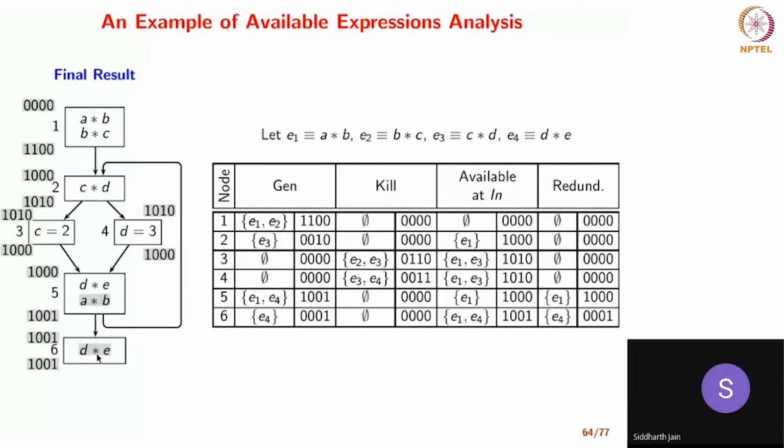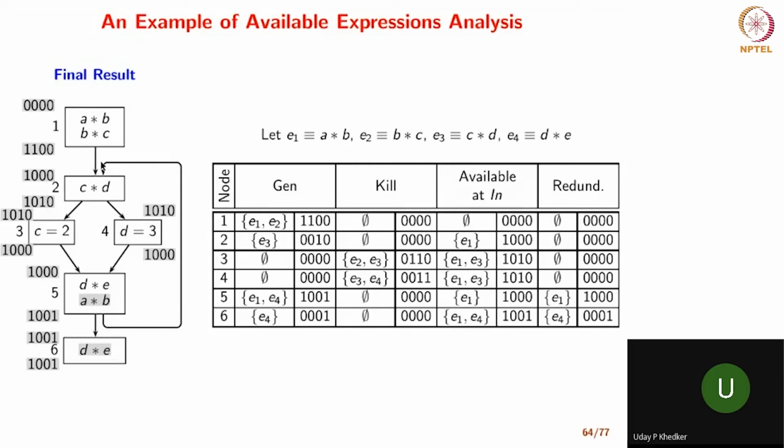So, just for clarification: initially we start with all expressions as available, right? Yes. Because if we say all expressions are not available, if we make it 0, 0 here, then we will never get anything available here. Which means that if we say all 0, 0 here, we will end up saying that A star B is not available. So A star B will not be available here, which is wrong.